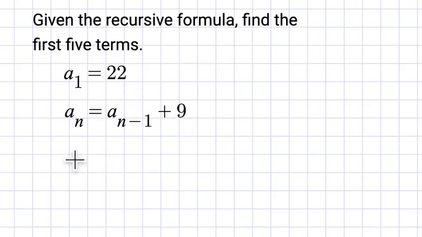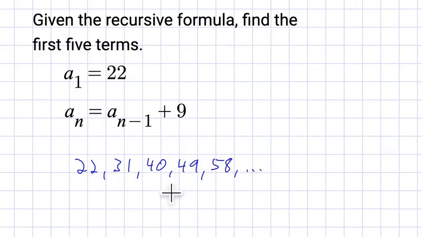So this sequence is 22, we add 9. Then we keep adding 9. So we found the first 5 terms of this sequence.